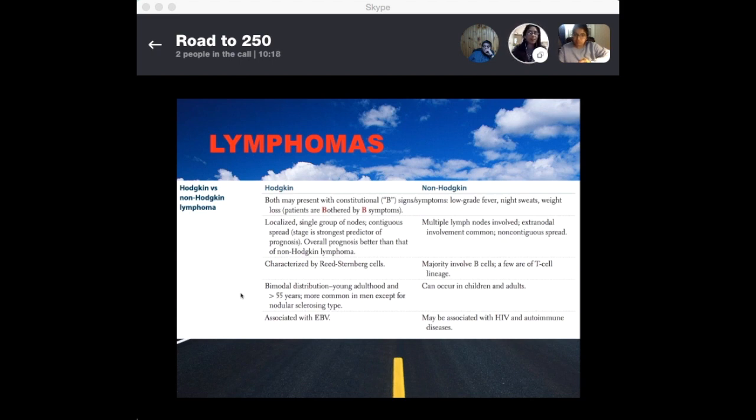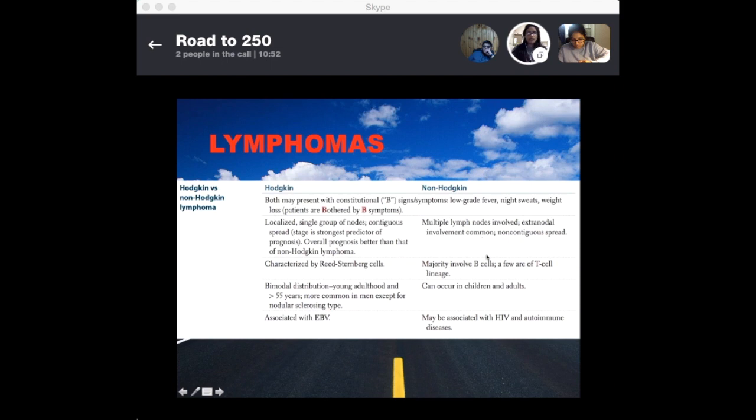So that's something. But more characteristic on that note is that it affects patients in a bimodal distribution, meaning mostly it's going to be seen in young ages or older ages. So young adulthood or greater than 55 years old. And it is more commonly seen in men, except for the nodular sclerosing type, in which the male to female ratio is more equivalent.